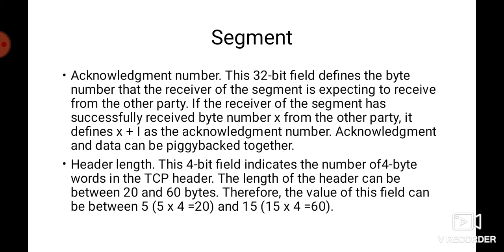Next we have the acknowledgement number. The acknowledgement number is a 32-bit field that defines the byte number that the receiver of the segment is expecting to receive from the other party. Basically it is the data frame number of the next frame. If the receiver of the segment has successfully received byte number X from the other party, it defines X plus 1 as the acknowledgement number.